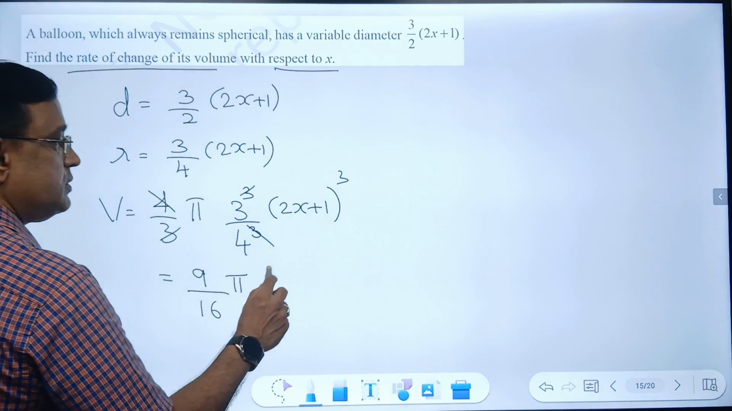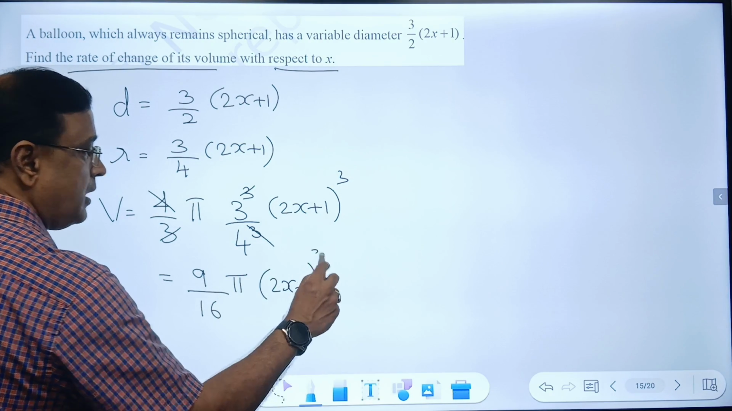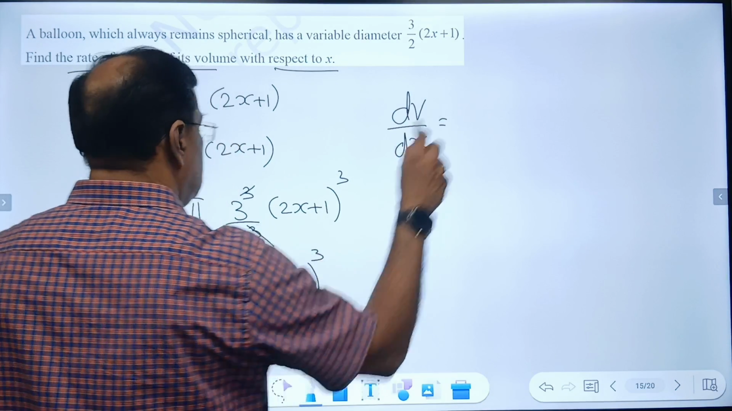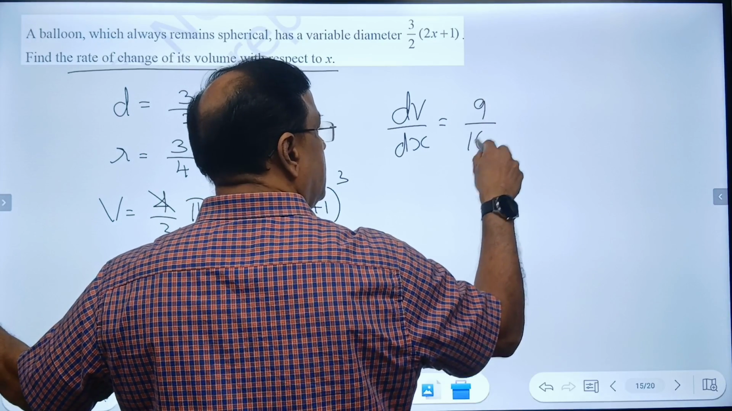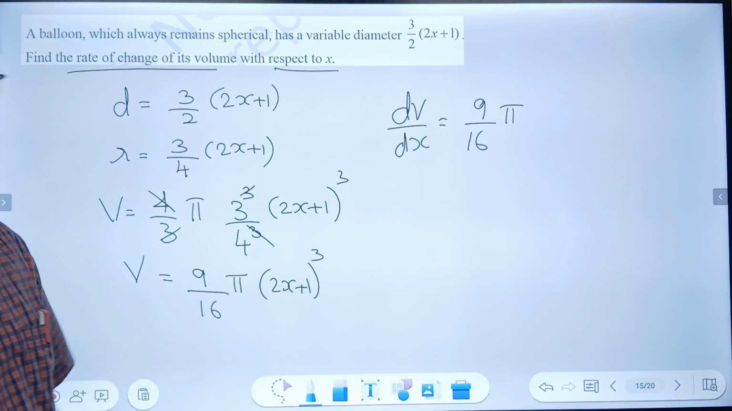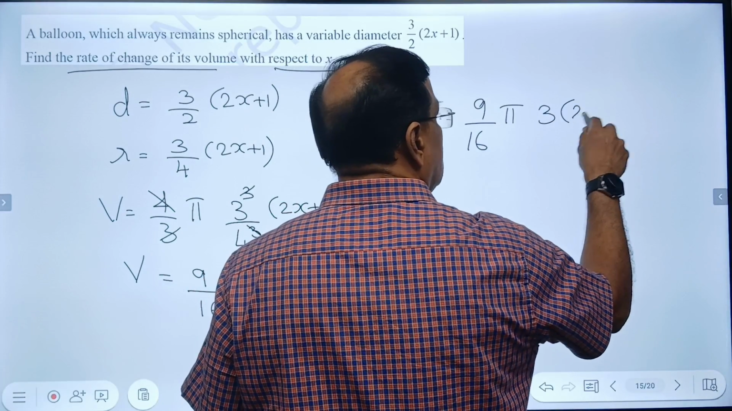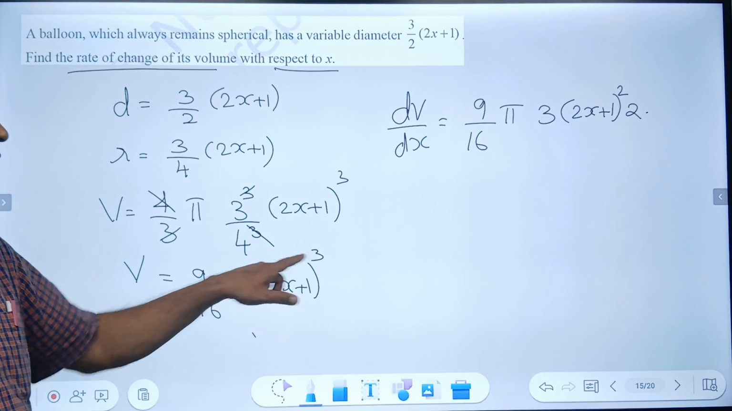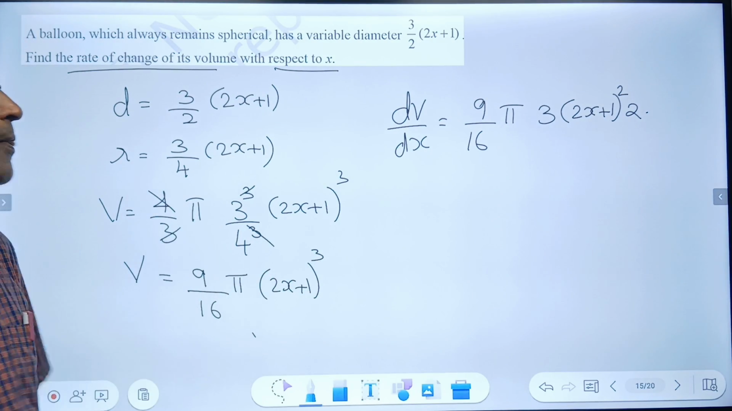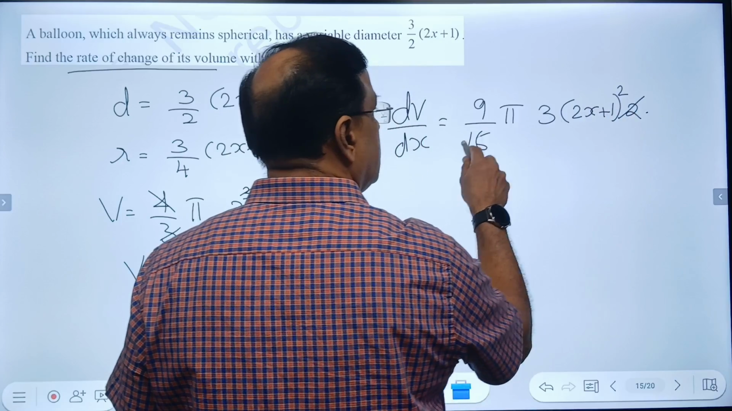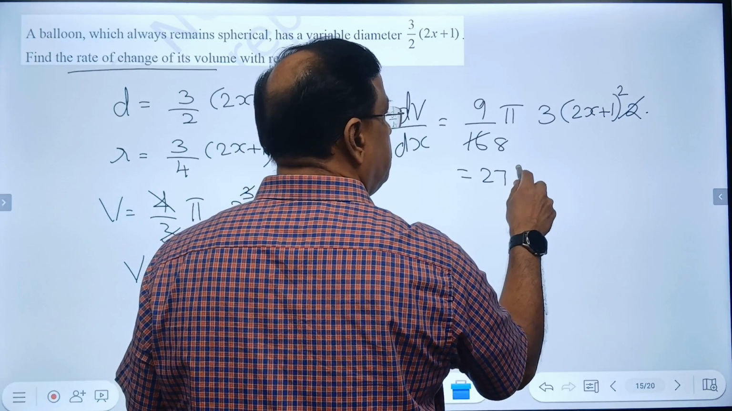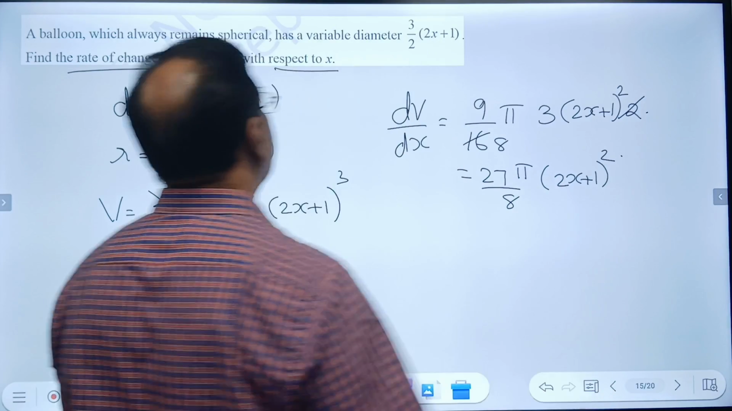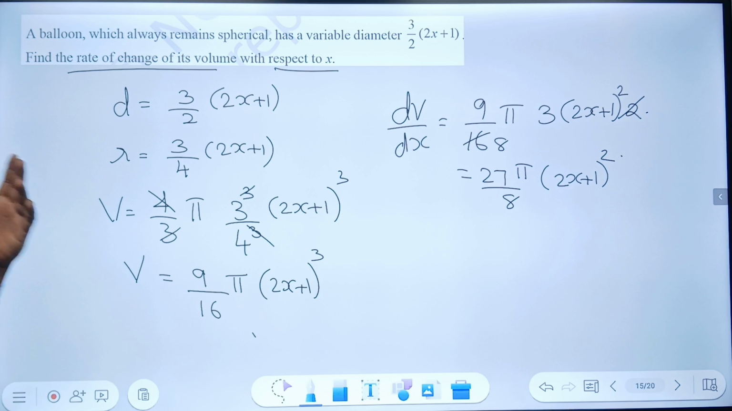Now what is differentiation of this? That you will do it separately. dV by dx. Why do I find dV by dx? So that is what is asked. So this is 9 by 16 pi. And what is differentiation of 2x plus 1 whole cube? It is 3 into 2x plus 1 the whole square into 2. I am using chain rule. Now this 2 gets cancelled, you get 8. So I get 27 pi by 8 into 2x plus 1 the whole square. Okay, I think it's very simple.